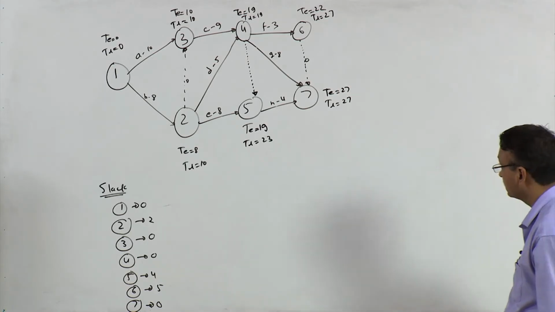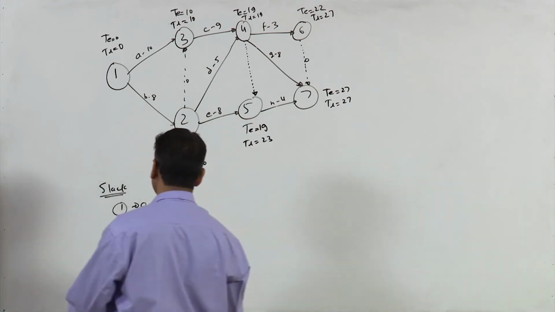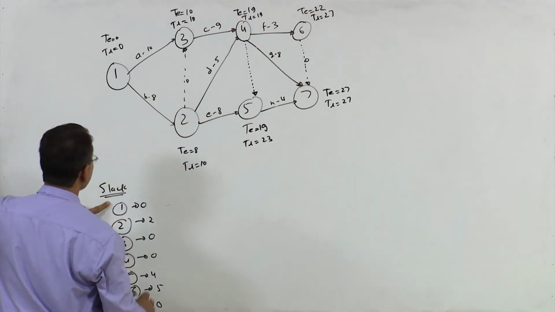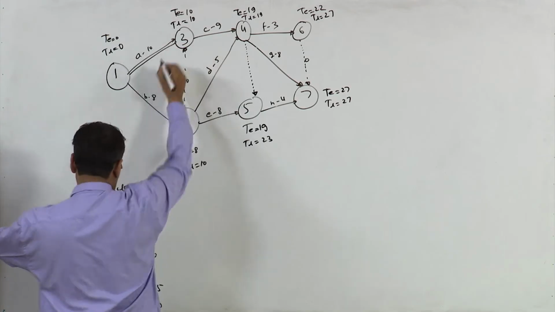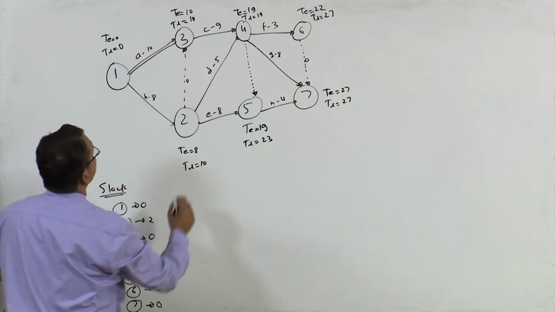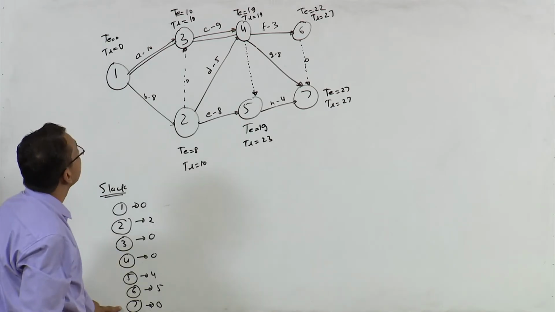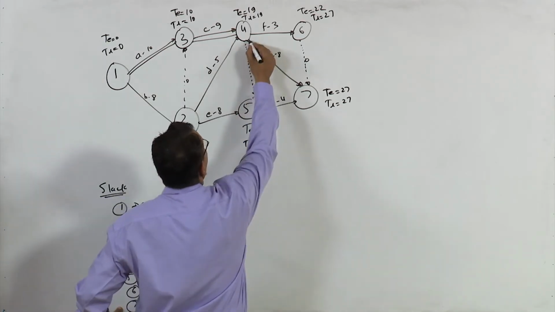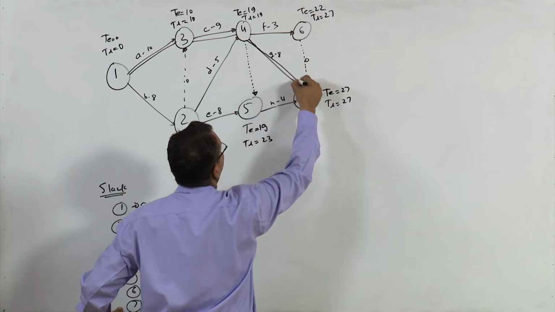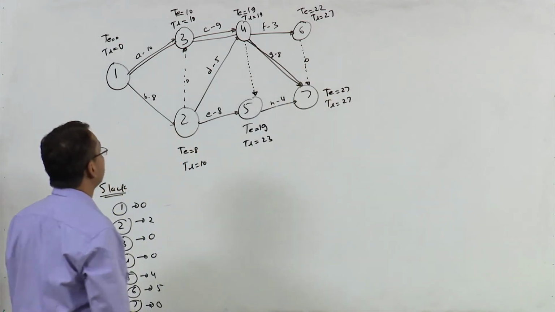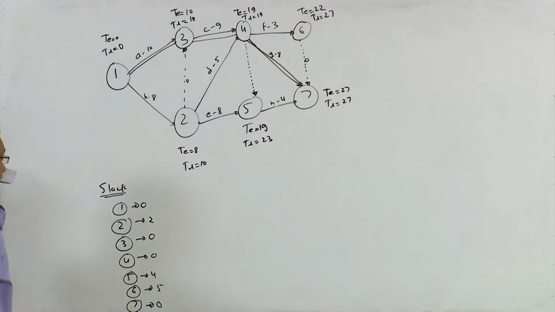So which are the critical activities? You can easily identify 1 to 3, right? 1 to 3, 3 to 4, right? 4 to 7, right? Now let us calculate floats, right?